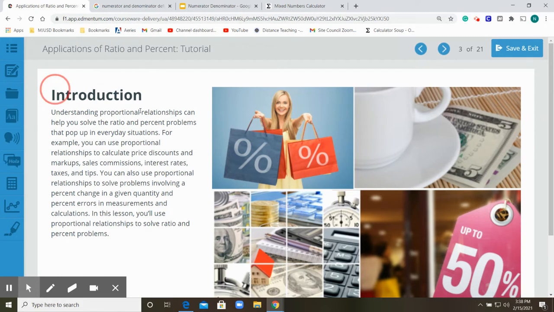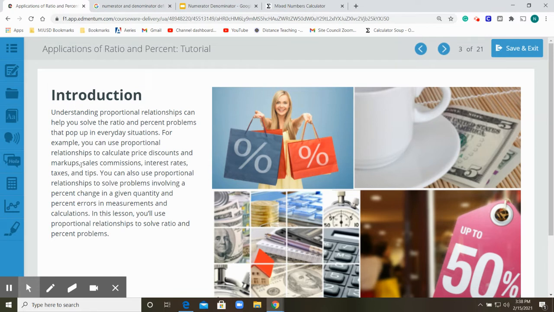Introduction. Understanding proportional relationships, like we learned about in the last lesson, can help you solve the ratio and percent problems that pop up in everyday situations. For example, you can use proportional relationships to calculate price discounts and markups, sales commissions and interest rates, taxes and tips. You can also use proportional relationships to solve problems involving a percent change in a given quantity and percent errors in measurements and calculations.